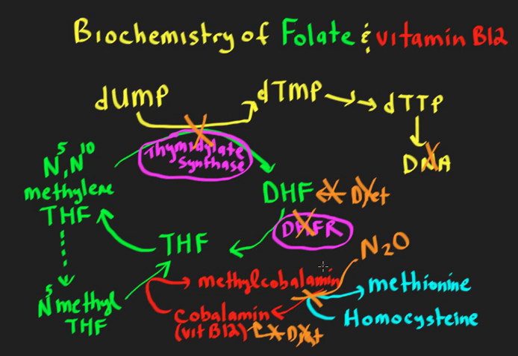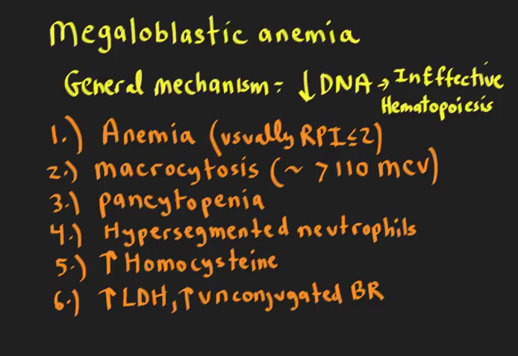So hopefully now you have a good idea about megaloblastic anemia and the overarching mechanism of decreased DNA, ineffective hematopoiesis, a variety of important features, and the vitamin B12 and folate cycle and biochemistry that explains a lot of the findings. And that concludes this lecture on megaloblastic anemia and vitamin B12 folate biochemistry.